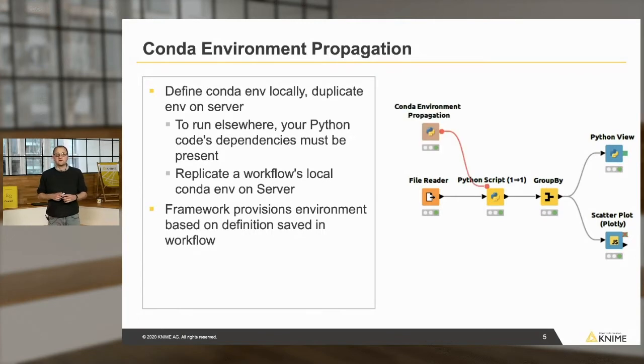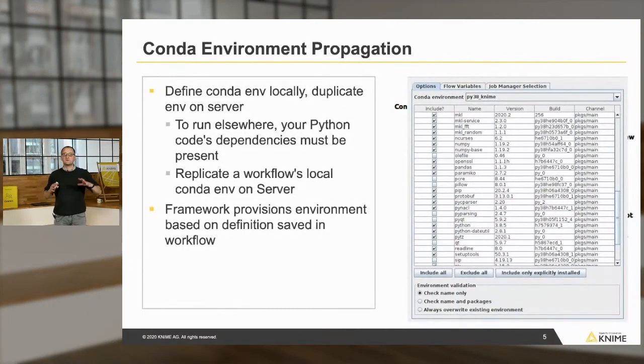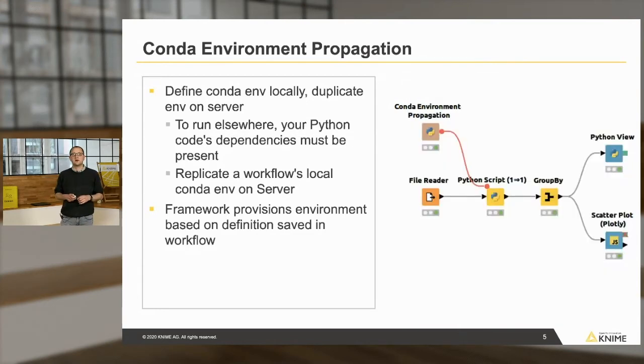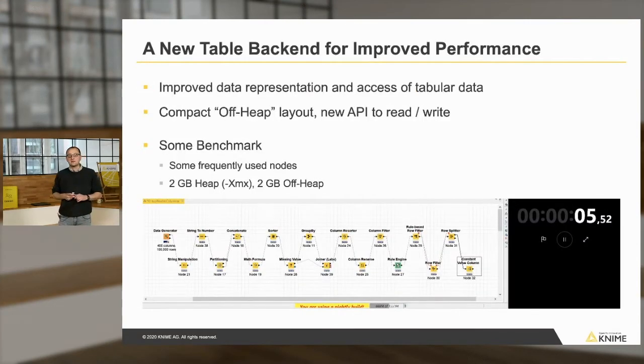To address this, what we added in the December release is a node called Conda Environment Propagation. And at design time, when you run this node, it allows you to sort of freeze the dependencies and all the packages that are required in order to run this particular Python script. So there's a bunch of configuration, and once it's run also on the server or on your co-worker's machine, it will reestablish the same environment. So it's super helpful. Another highlight here is a new table backend.